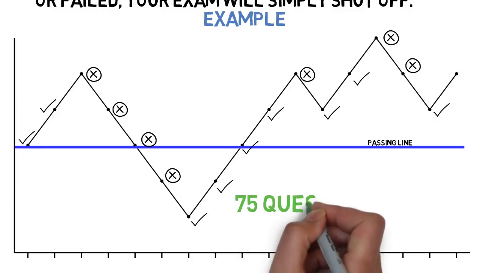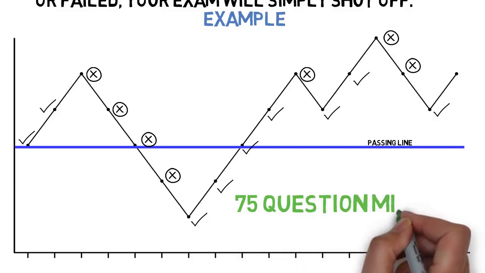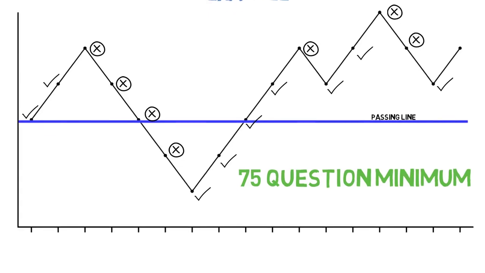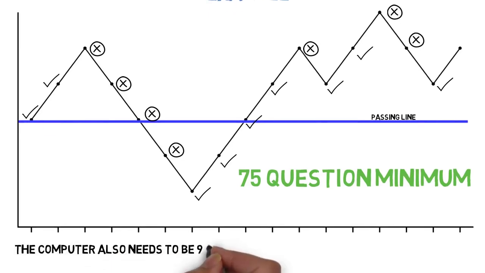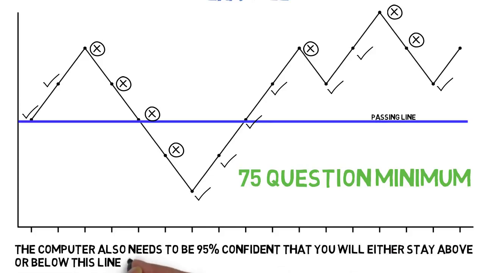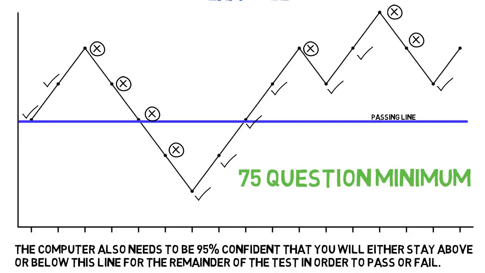The minimum number of questions every writer takes is 75. At this point, you are evaluated to see if you are above the passing line or below the passing line. In addition, the computer also needs to be 95% confident that you will either stay above or below this line for the remainder of the test. After 75 questions, each and every question is evaluated the same way. Once you reach a question and the computer is 95% positive that you have either passed or failed, the test will simply turn off.